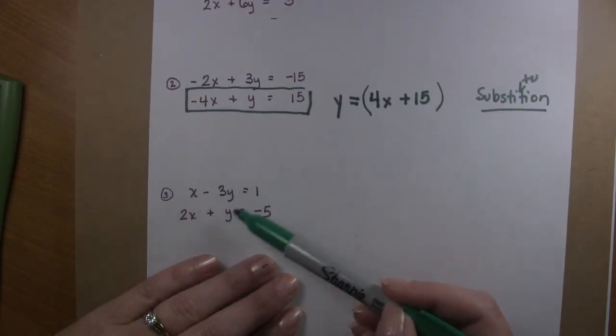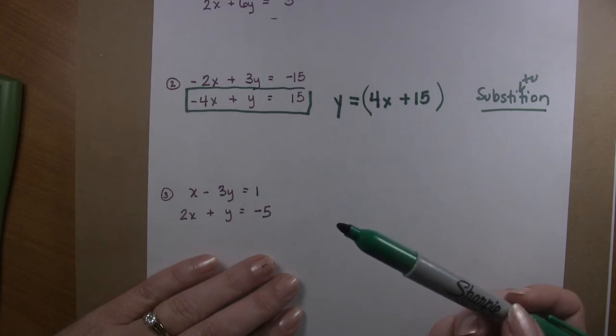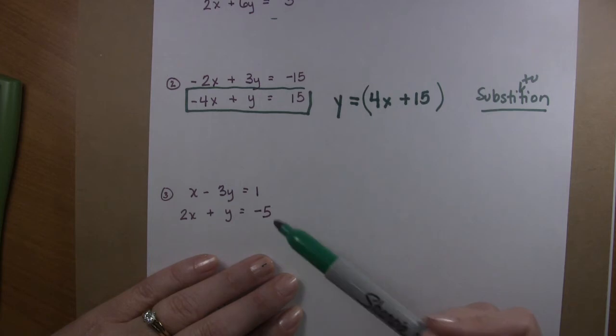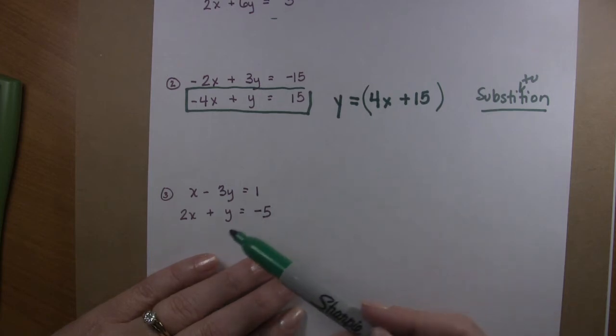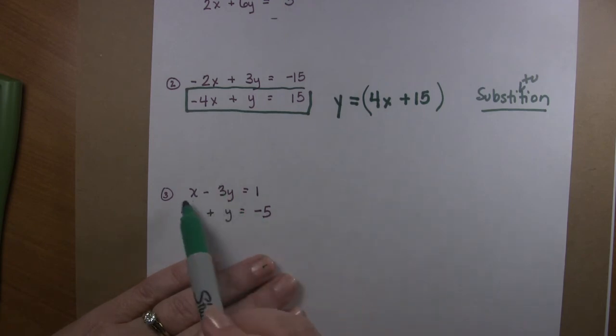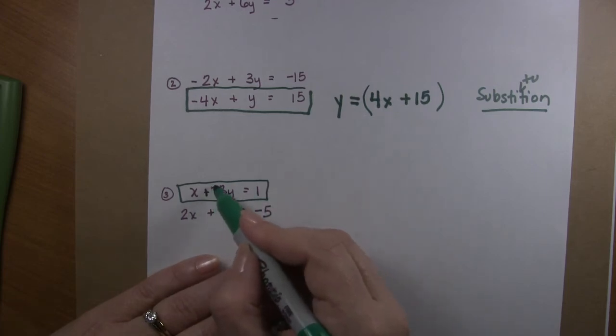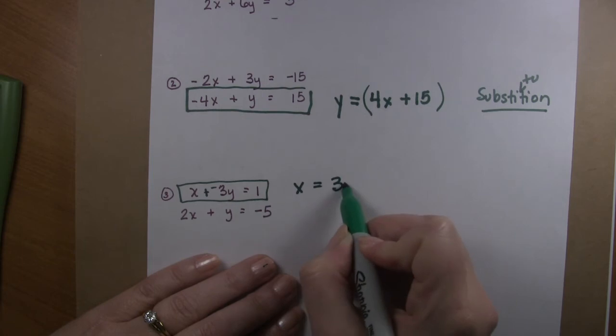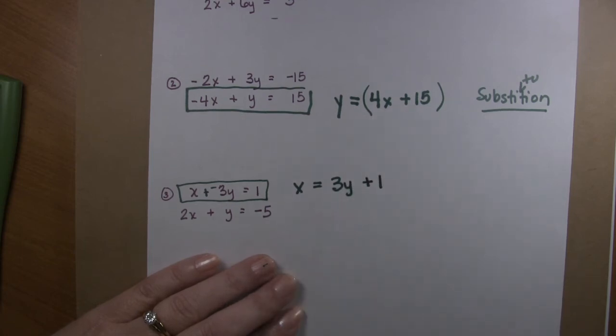Again, we have our x's and our y's already lined up, so that's nice. And it would be pretty easy for us to use the elimination method here. In order to use the substitution method, though, that would also be pretty easy. For instance, x is almost by itself. I could move my negative 3y over and make it a positive. So x equals 3y plus 1. That would work too. So again, you could go either direction here.